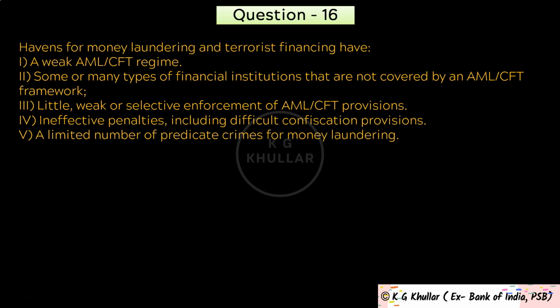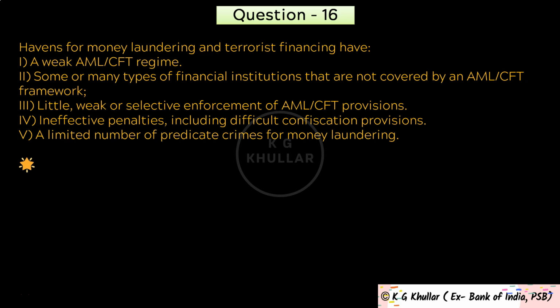First statement is a weak AML or CFT regime. Then second statement is some or many financial institutions that are not covered by anti-money laundering or counter-financial terrorist framework. Then third statement is little, weak or selective enforcement of AML or CFT provisions. Then fourth statement is ineffective penalties including difficult confiscating provisions. And fifth statement is a limited number of predicate crimes for money laundering.